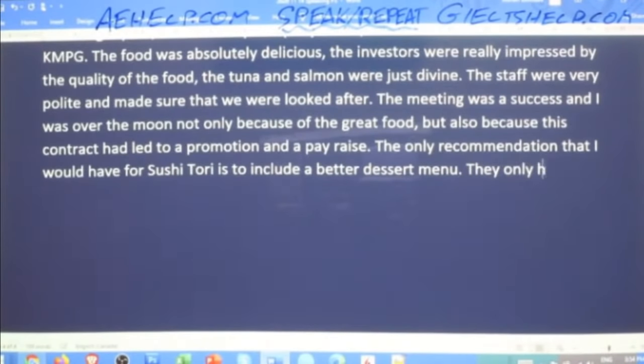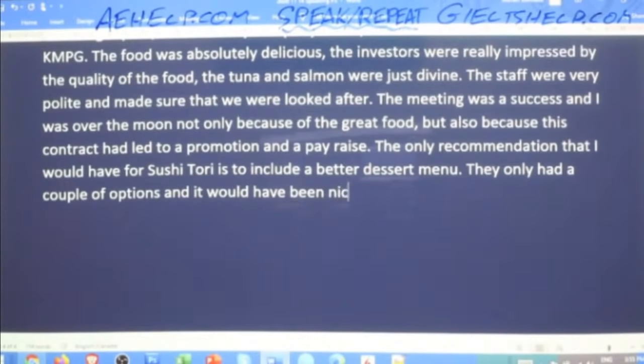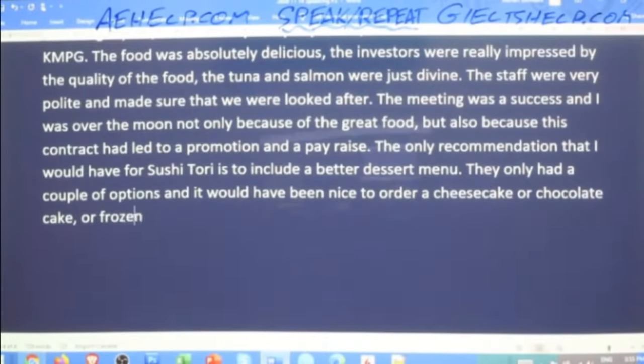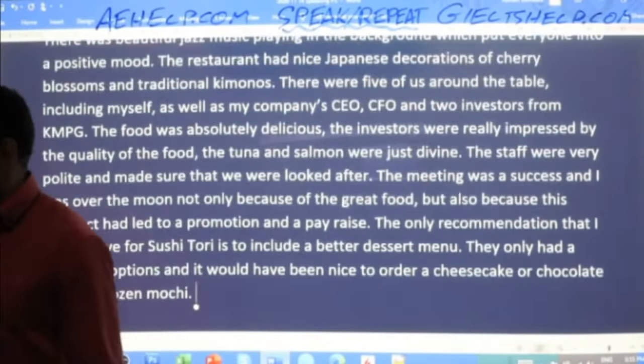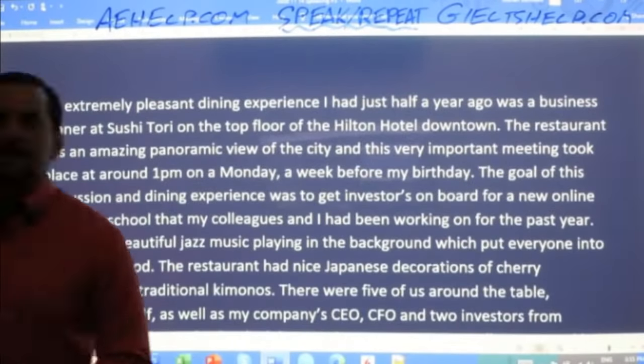They only had a couple of options, and it would have been nice to order a chocolate cake, or as many of you know, I love my cheesecake. Order a cheesecake or chocolate cake, or one of my other favorite desserts, frozen mochi. Love mochi. If you ever have the chance, that's a great one. Okay, so that would be my recommendation.